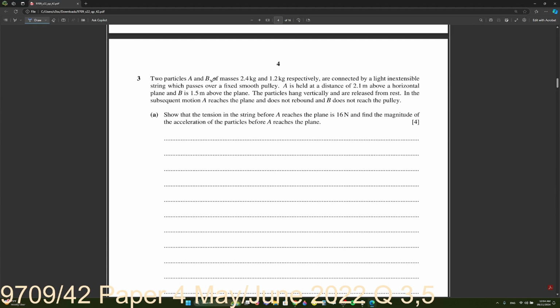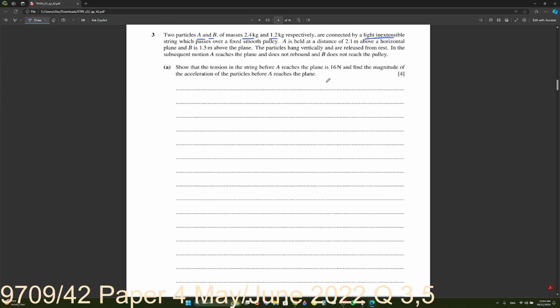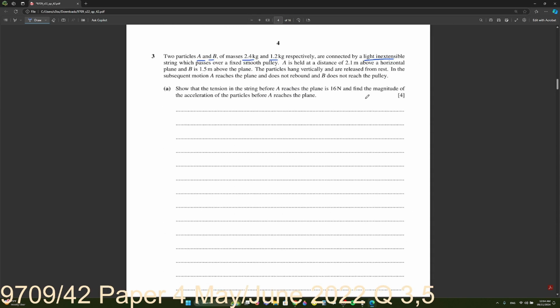Two particles A and B of mass 2.4 and 1.2, respectively, are connected by a light inextensible string which passes over a fixed smooth pulley. A is held at a distance of 2.1, B is 1.5, above the plane. The particles hang vertically and are released from rest. In the subsequent motion, A reaches the plane and does not rebound, and B does not reach the pulley. Show that the tension in the string before A reaches the plane is 16 Newton and find the magnitude of the acceleration of the particles before A reaches the plane.